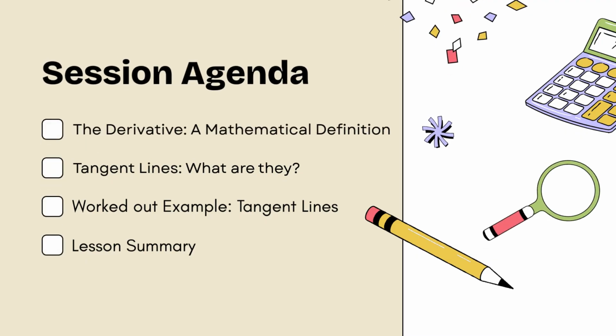So in today's video, we're going to learn all about the derivative. What even is a derivative and how can we contextualize it when given any question? We're also going to learn about tangent lines. What are they? How can we apply them? How can we find the equation of a tangent line when given any function? And then there's going to be a worked out example in relation to tangent lines, and a lesson summary at the end for you to take notes on if you missed anything.